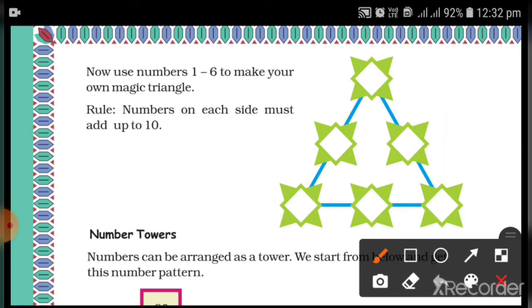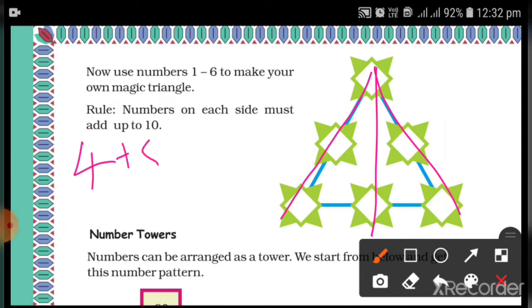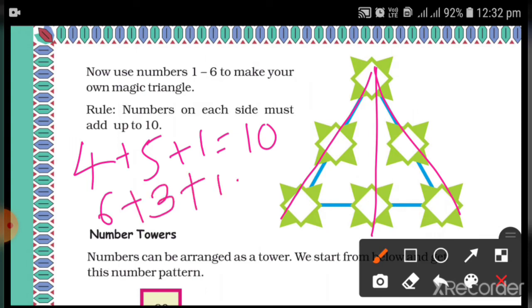Oh, here also you have to write the numbers. Now use 1 to 6 numbers. On each side the numbers must add up to 10. Here also. Let's see which number will be there inside the box. I will give you a hint again. 4 plus 5, 9 plus 1, 10. Then 6 plus 3, 9 plus 1, 10.